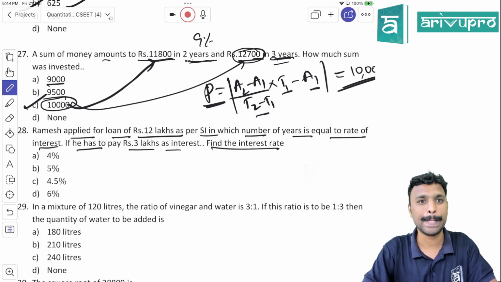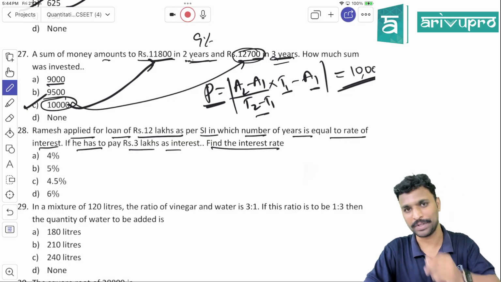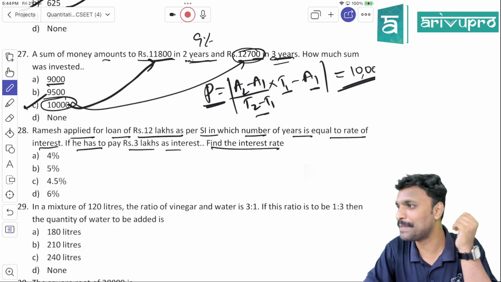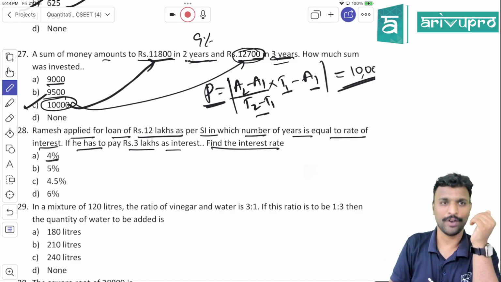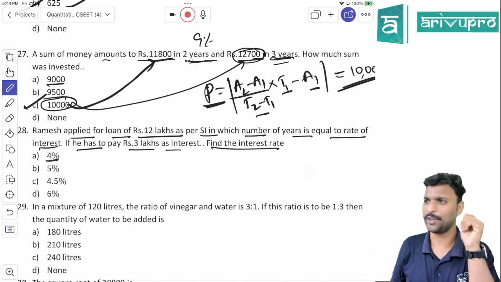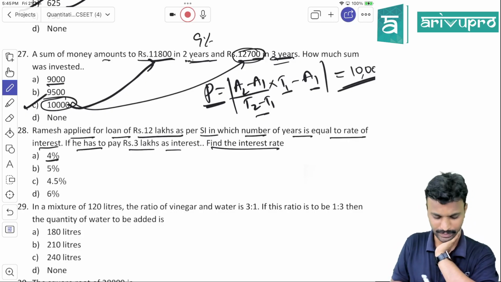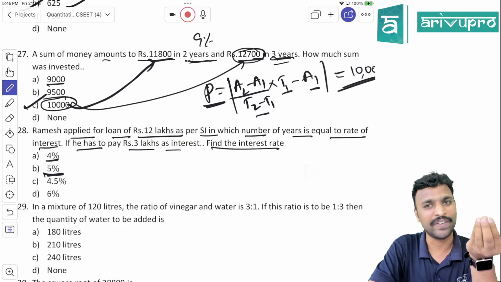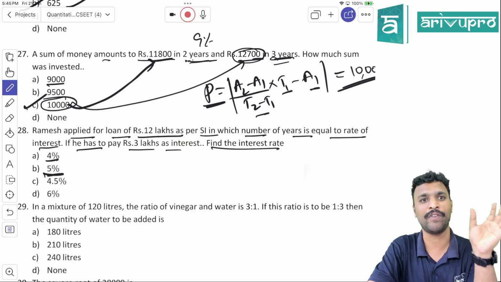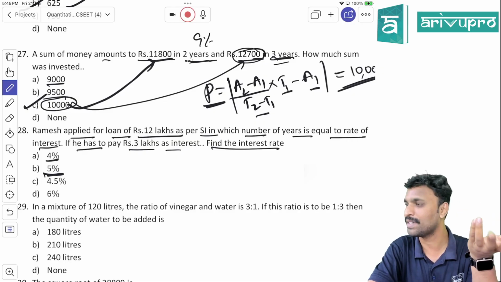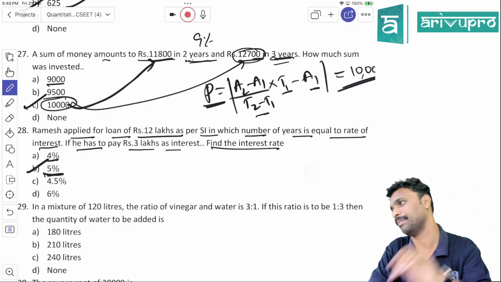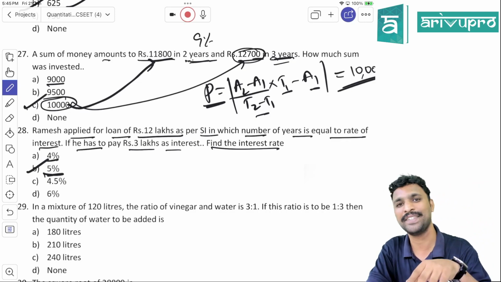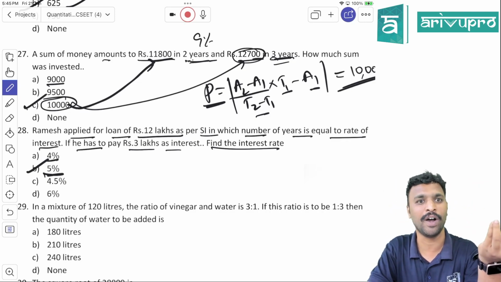What do you do? Option hitting. How do you hit the options? You don't know how many years. It's equal, so the easiest option that you can plug in is 5. If I plug in 5%, rate of interest and time are the same. Time is 5 years, rate of interest also 5%. 5 into 5 is 25%. 25% is option B, the answer. R is equal to T. R is 5% and T is also 5 only.